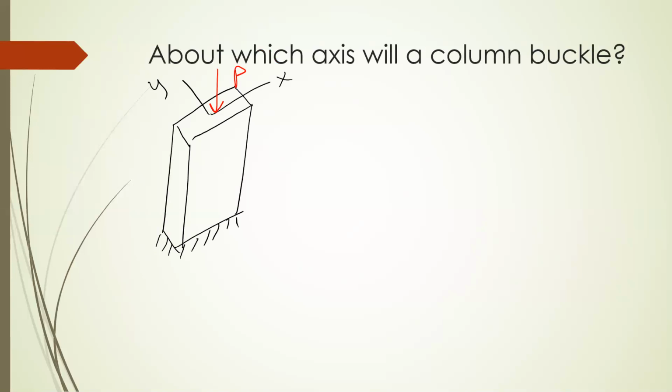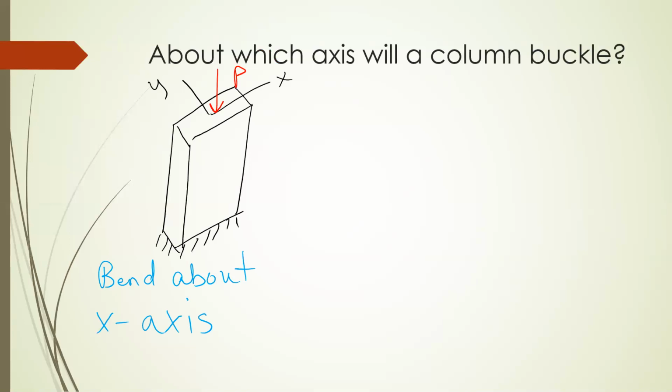Okay, and why will it bend about the x-axis? All right, so what I think you're getting at is that its resistance to bending about the x-axis is lower because the height measured perpendicular to the x-axis is a smaller value than the height measured perpendicular to the y-axis.